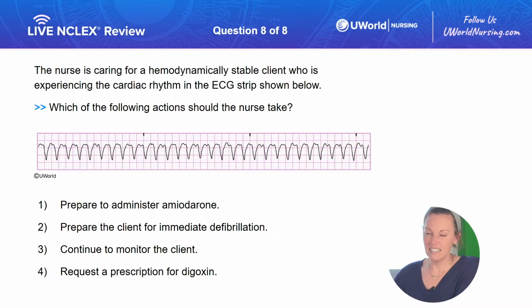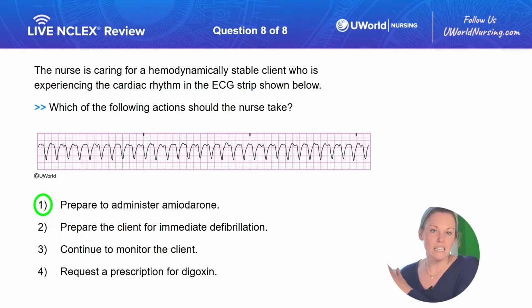All right, you guys. So our correct answer on this one is going to be option 1, prepare to administer amiodarone. So again, the rhythm that we're seeing in this strip is VTach. We see these important words in the stem: the client is hemodynamically stable. So hemodynamically stable would mean our blood pressure is maintaining, our heart rate is maintaining. We're not seeing any changes that would indicate poor cardiac output, like changes in our LOC or mental status changes, urination, anything that indicates perfusion to our vital organs. So far we are okay.